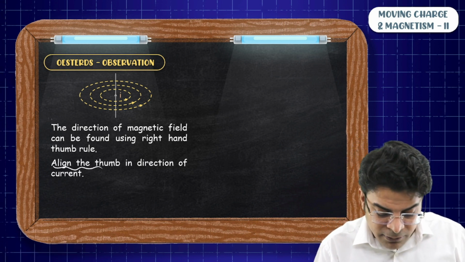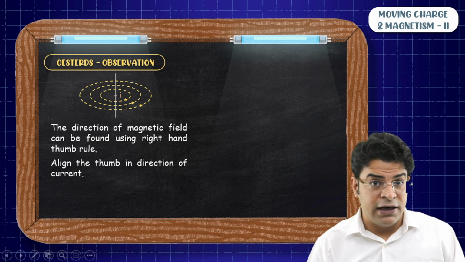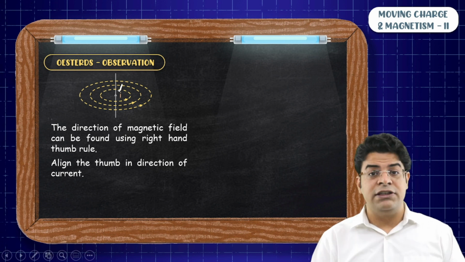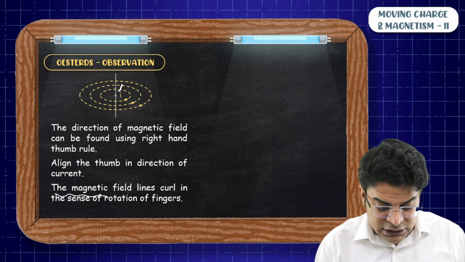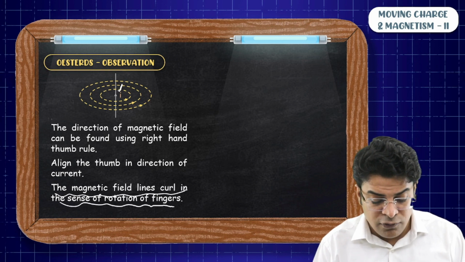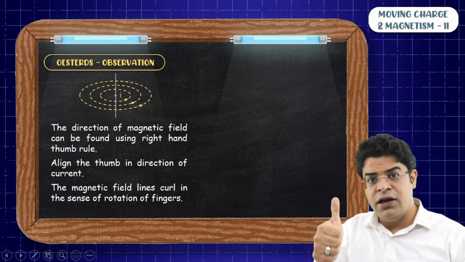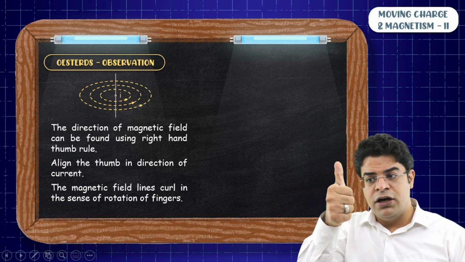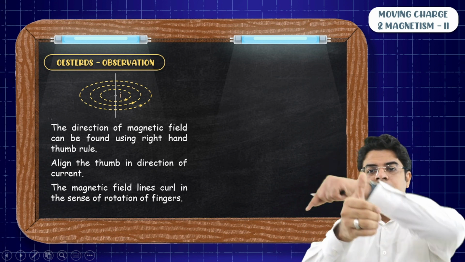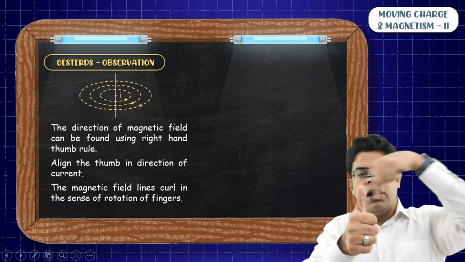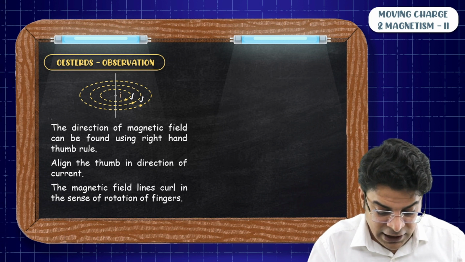Now, align the thumb of the right hand in the direction of current. In this case, you can see that the current is going upward. And then the magnetic field lines curl in the sense of rotation of the fingers. So if you align the thumb of your right hand in upward direction, how will your fingers curl from the open position? The fingers curl this way. In the same way, the magnetic field lines will curl around the current carrying wire. And this is what can be seen in the diagrams.